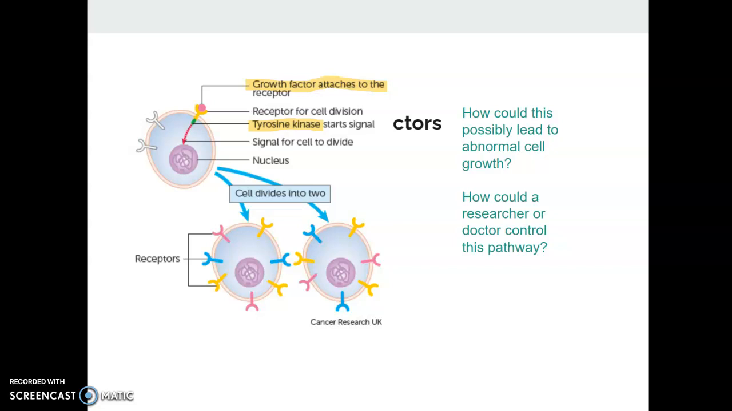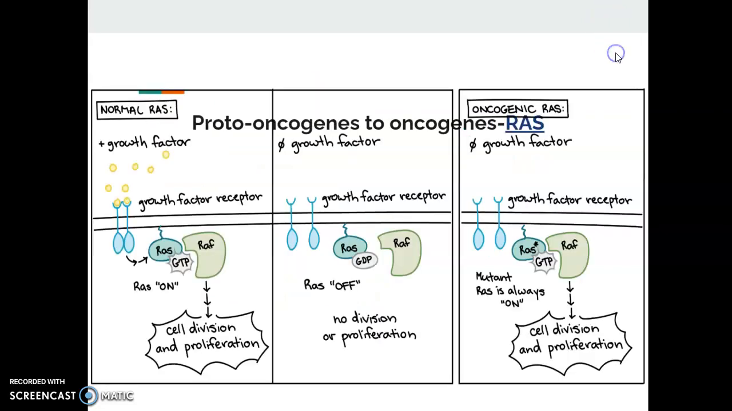Now, that's the question I ask over here: how does a researcher control this? We're going to look at this in class, but there are drugs on the market like Herceptin that can bind to these particular areas and act as a competitive inhibitor, which doesn't allow other factors to join onto it. So you can actually try to silence some of the overstimulus of that particular cell division.